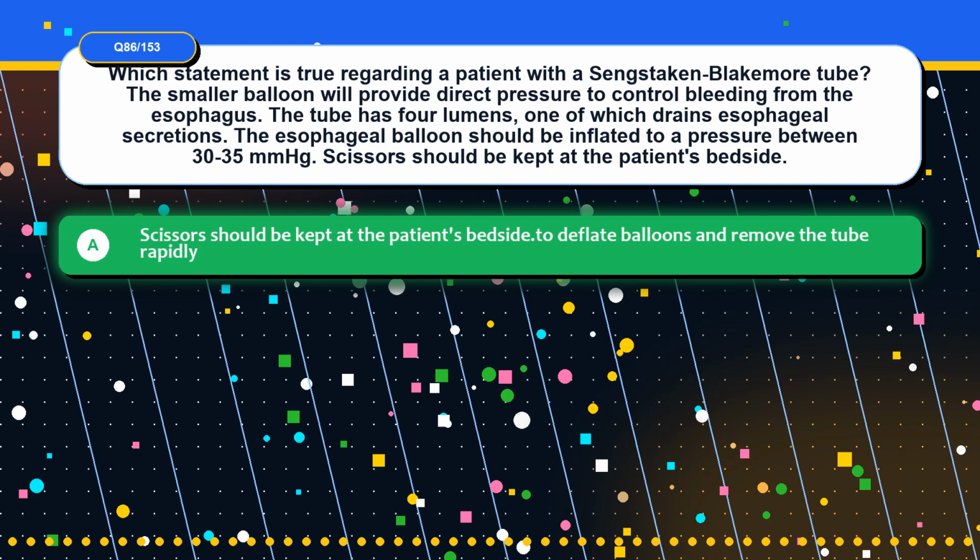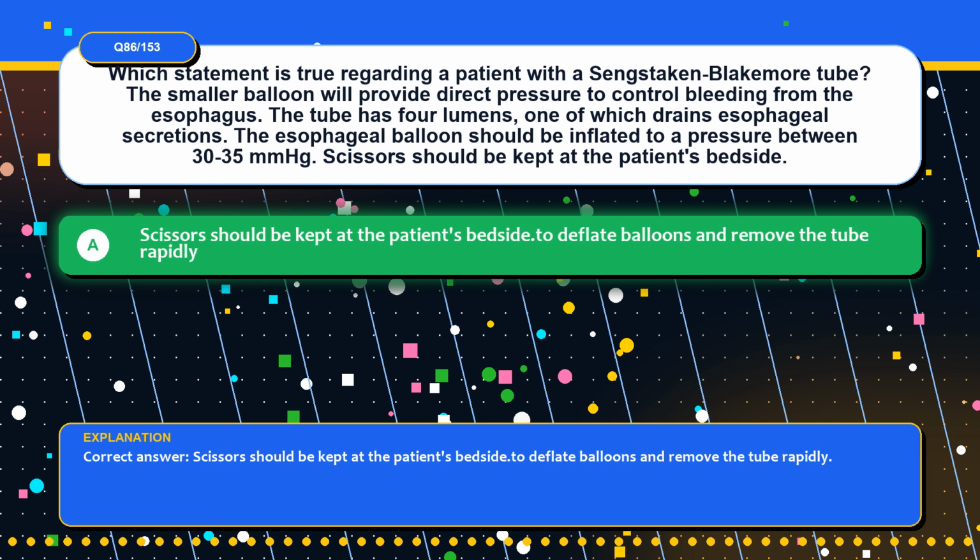The correct answer is option A. Scissors should be kept at the patient's bedside to deflate balloons and remove the tube rapidly.